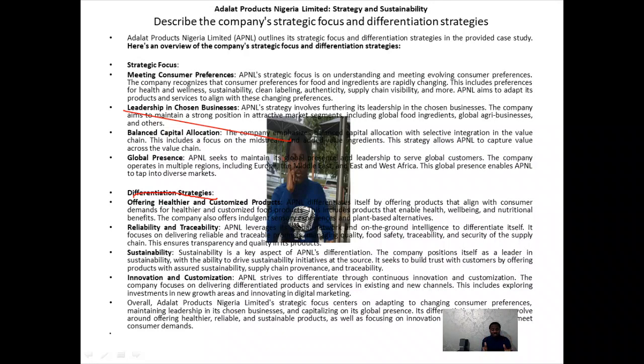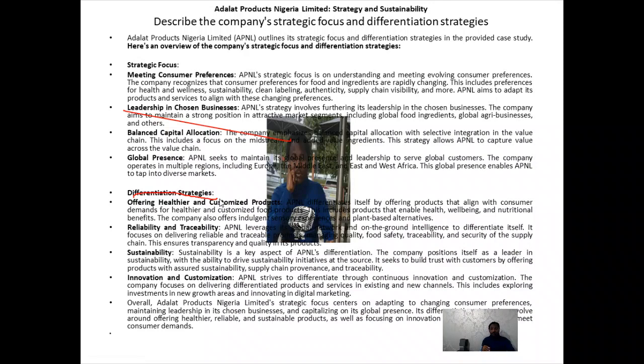Okay, having said that, balanced capital allocation is another strategic focus that Adalat uses. Global presence. Adalat has global presence by having at least 72 branches across the world. Sorry, I'm a bit distracted because the call just came.